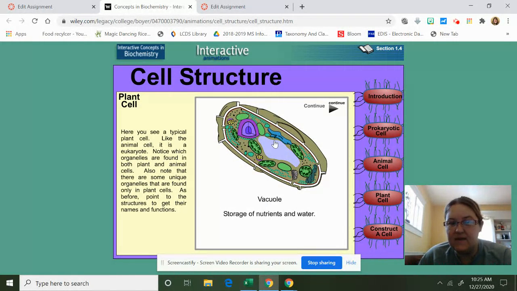This big thing in the center, that wasn't necessarily in the animal cell as a big thing. This is the vacuole, storage of nutrients and water. A lot of times we think of the vacuole as water, and we think of plants needing a big one. Animal cells can have like 0, or they can have lots of little small ones, but they don't have this large central vacuole.